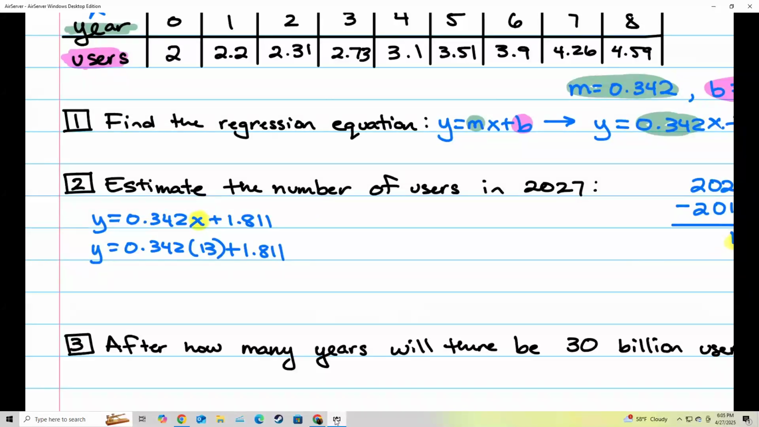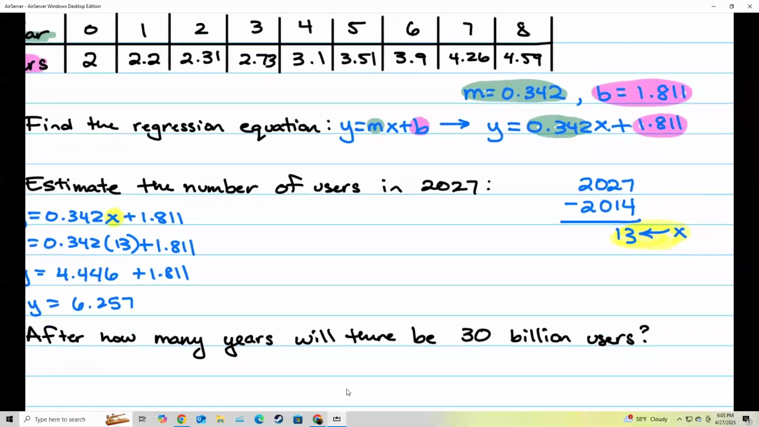I'm going to use my calculator and get 0.342 times 13. That is 4.446, plus 1.811, and the answer I get is 6.257. This is your Y value. Remember that your Y is the number of users. So I would expect to have 6.257 users. But remember that the users are in billions.